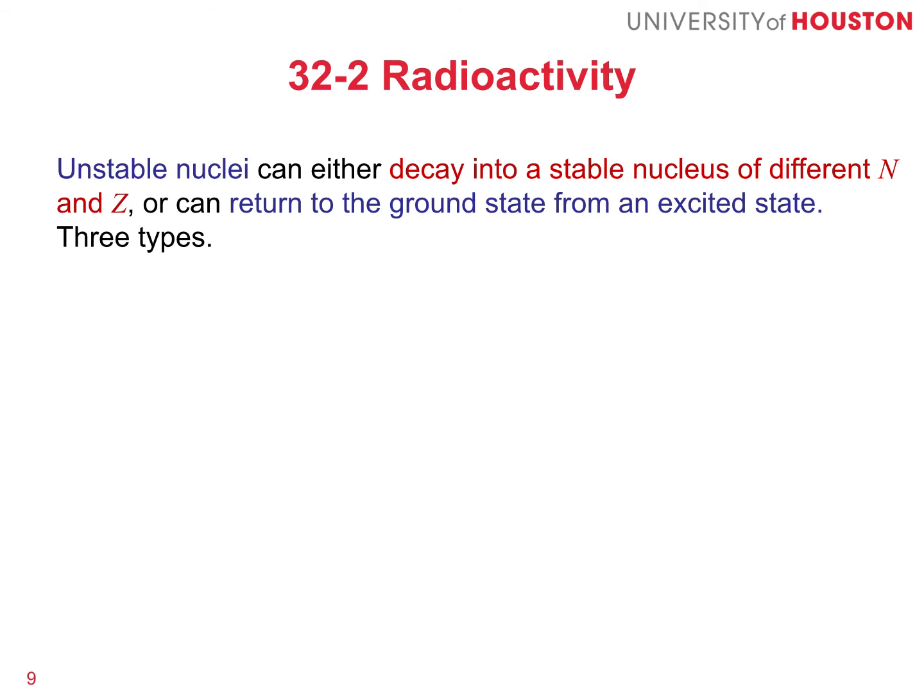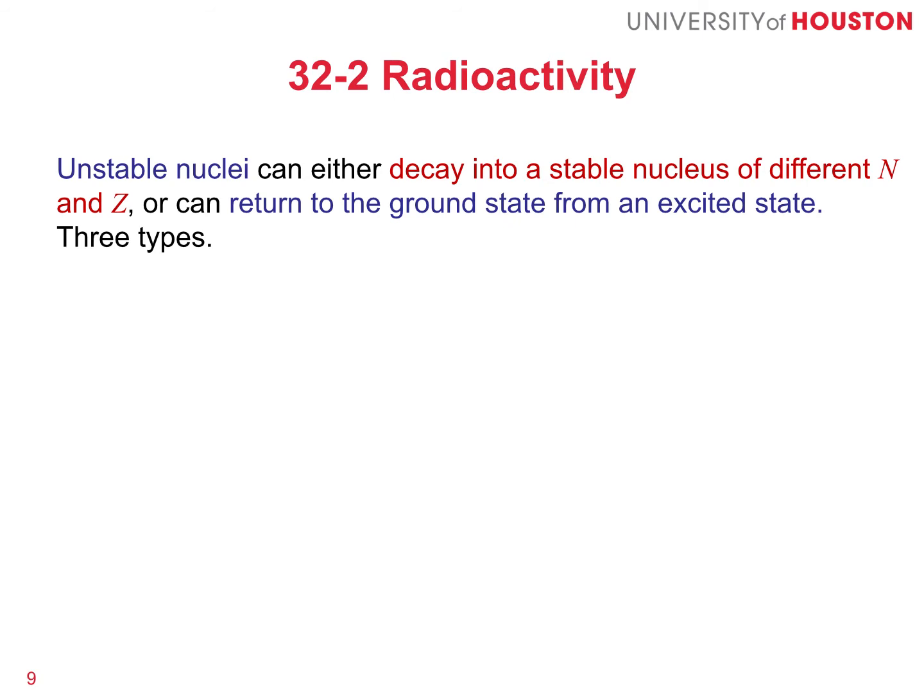As mentioned, these unstable nuclei can either decay into a stable nucleus of a different N and Z, or they can return to the ground state from an excited state. And in this case, the number of protons or neutrons doesn't change. You just have a very energetic nucleus that becomes a less energetic nucleus.